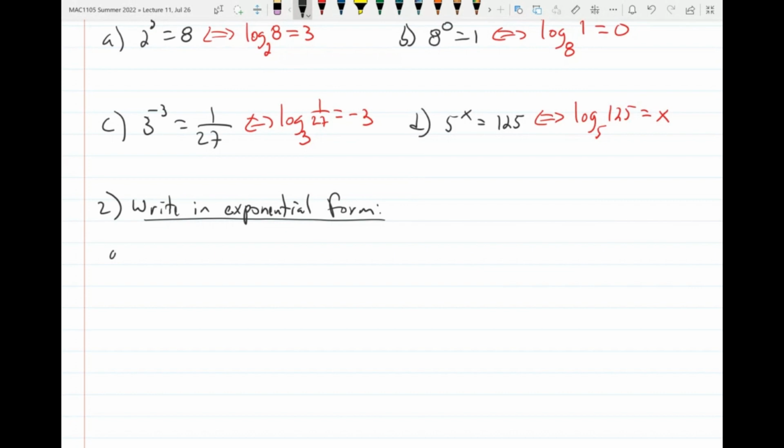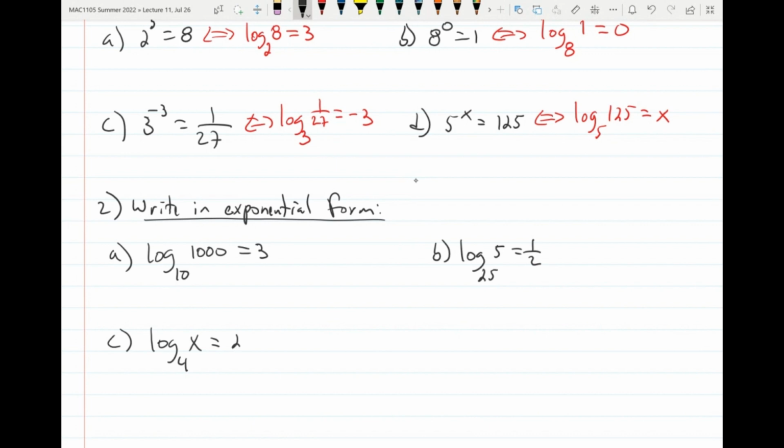And then you do log base 10 of 1,000 is equal to 3. And let's do log base 25 of 5 is equal to 1/2. Log base 4 of x equals 200. And then log base e of x is equal to y.